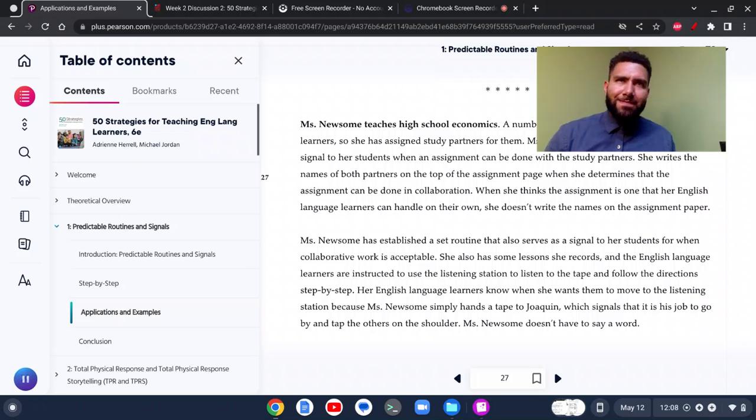But if she knew that the assignment was a little bit more challenging and will require more support for the English learners, she said she put two names on there, and that signified a signal to the students that yes, they will be able to work in partners, but with that person whose name is on the paper. So that's actually a good solution. Good solution there for signaling.